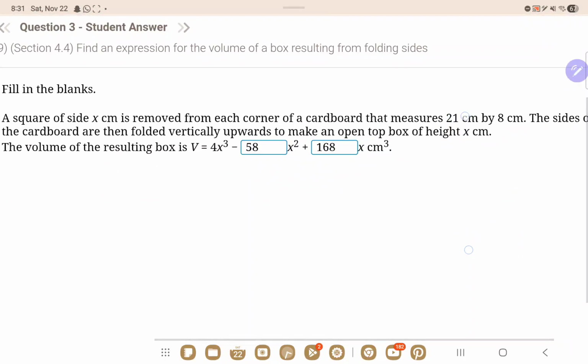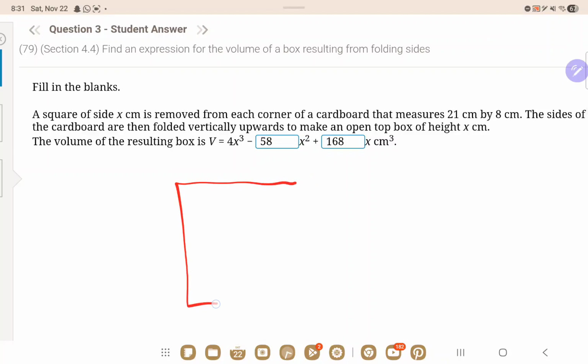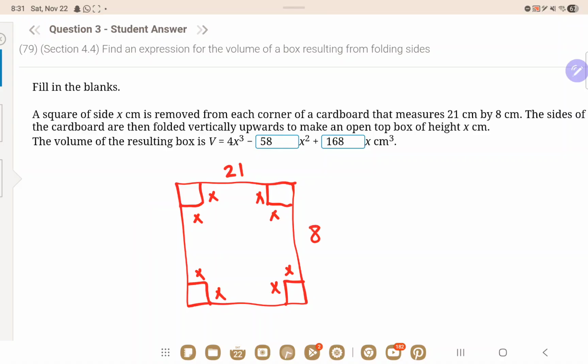Okay, so here you have a square of side x removed from each corner. So here you have x, x, x, x, x, x, x, x. Now, they tell you that the top measures 21 and the width is 8. This is supposed to be a rectangle, but I made it square. It's a rectangle, sorry. Anyways, the height would be x, because when you fold it, this would technically be your height.